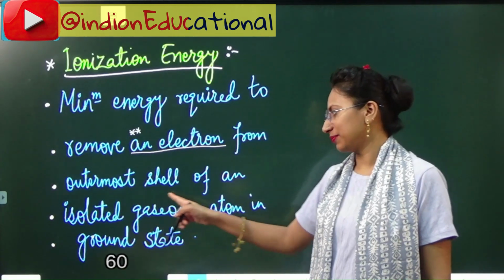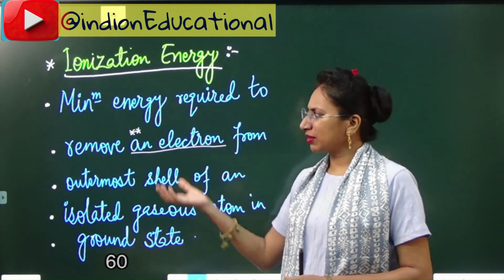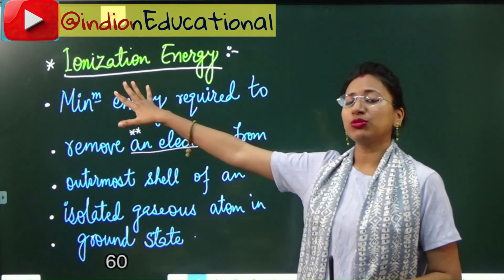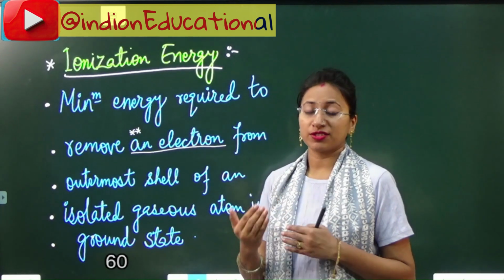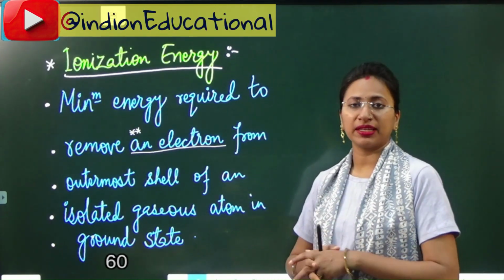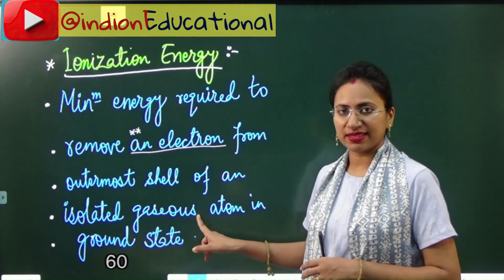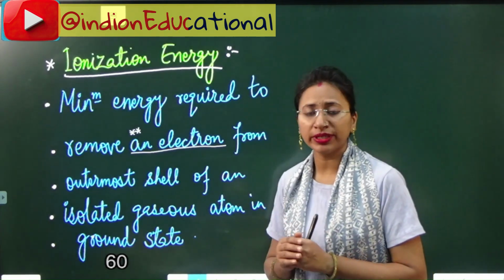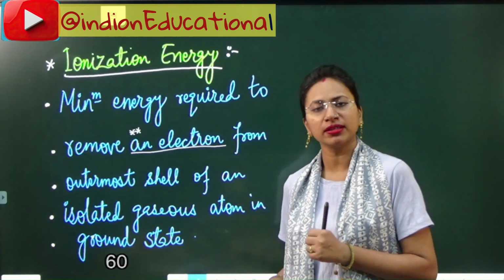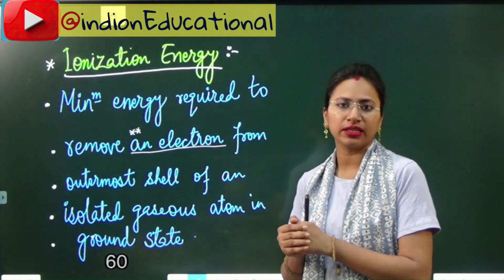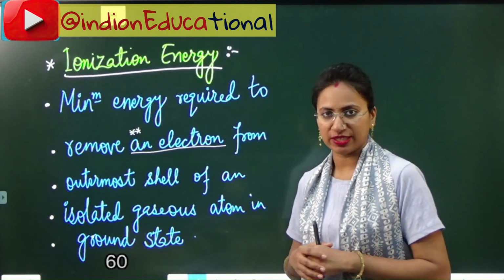The condition is this: an isolated gaseous atom in ground state. That means whatever the atom is, from where you want to take out an electron, you want to ionize it and check the energy transfer. The atom should be in gaseous state and it should be isolated. Isolated means it should not have any interaction with other atoms or molecules. That means energetically it should not be interacting with any different species.